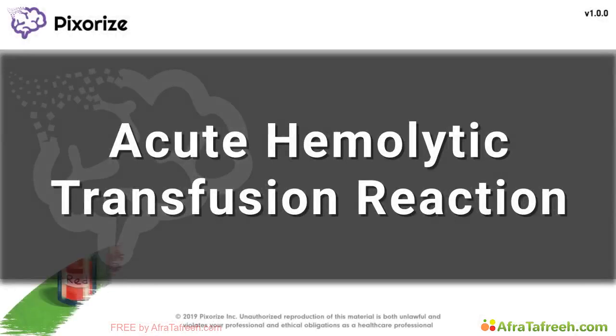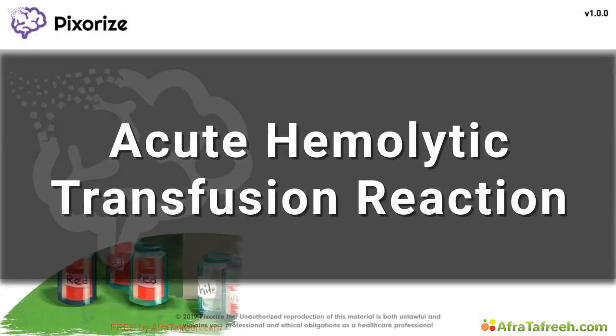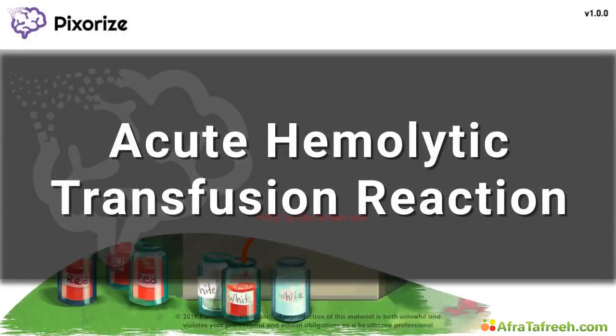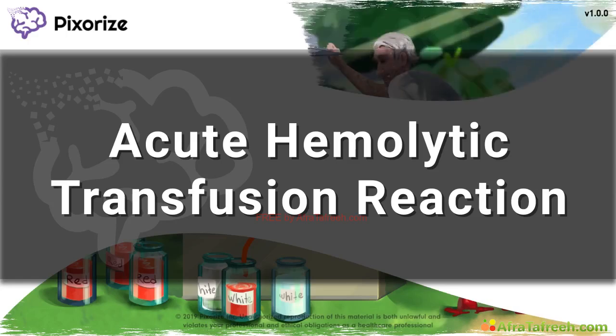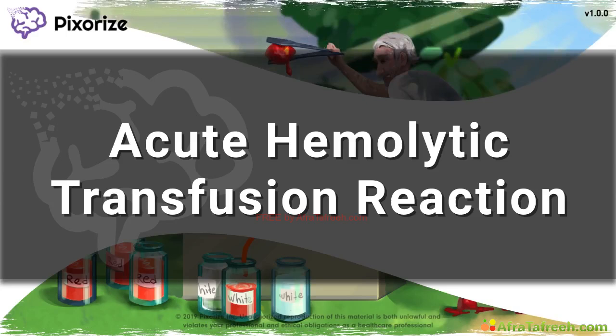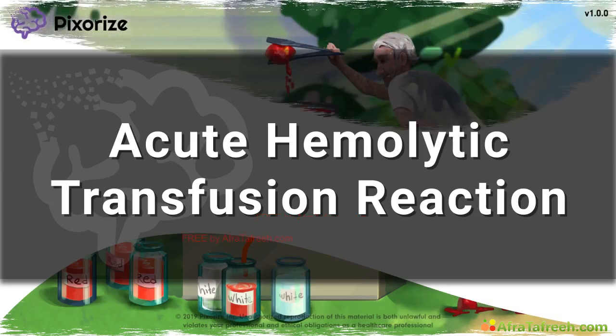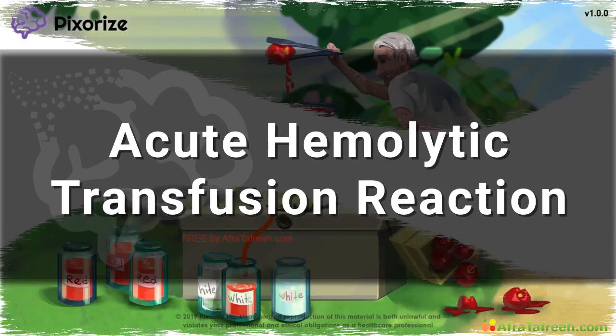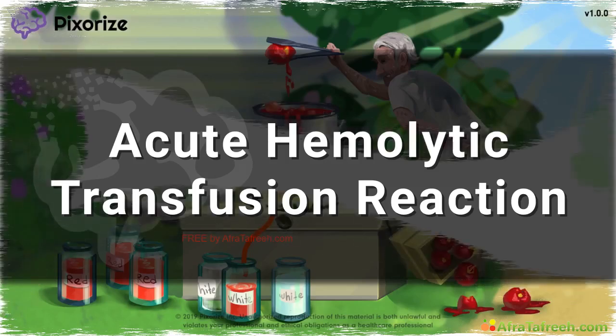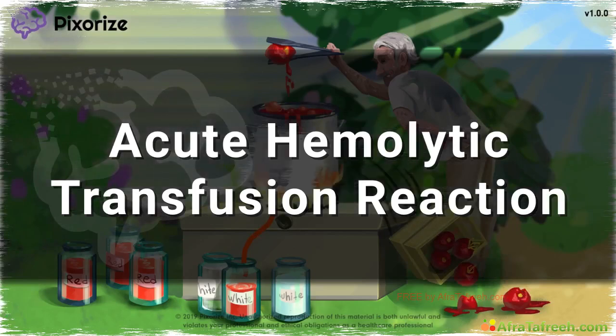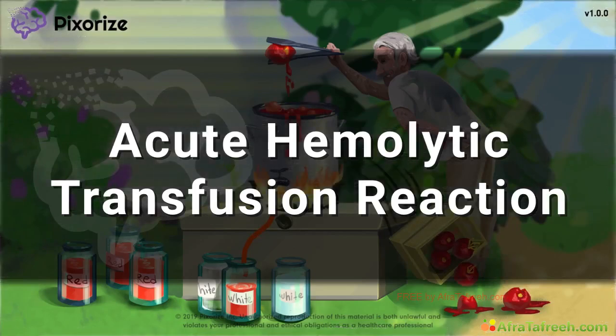Acute hemolytic transfusion reactions, sometimes abbreviated AHTR, are a type of reaction that can occur in response to a blood transfusion. Acute hemolytic transfusion reactions happen acutely, or quickly, during or after transfusion, manifesting with hemolysis, fever, flank pain, and hemodynamic instability. In this scene, I'll cover all the important details of AHTR.